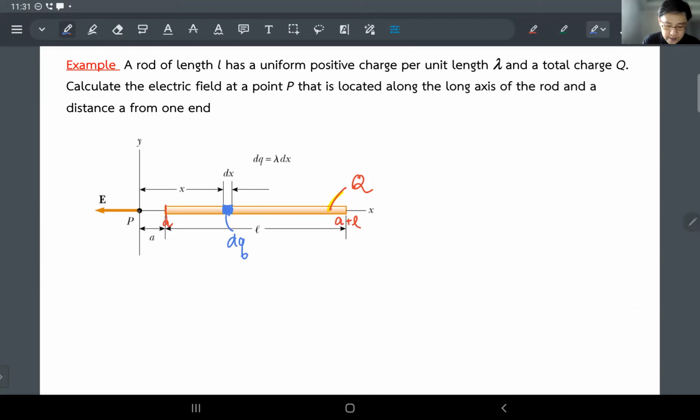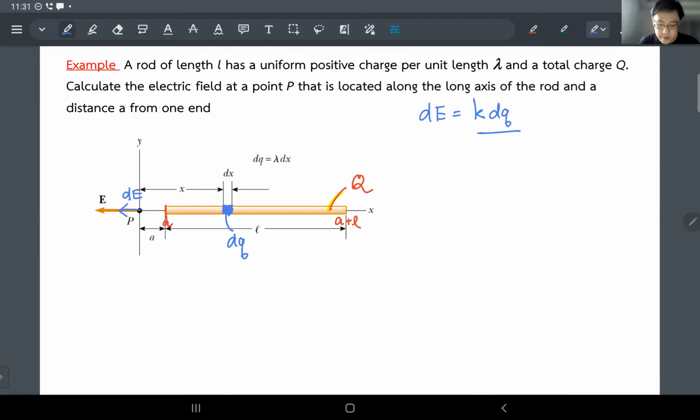We assume everything to be positive at this point, so you're going to generate electric field pointing outward like this. Let me call this tiny E. You guys with me now? So think about this. When you slice your charge into a dq piece, that dq piece is still generating an electric field at point P. You call that electric field generated dE. How big is the dE? Follow Coulomb's law: K dq over now the distance.